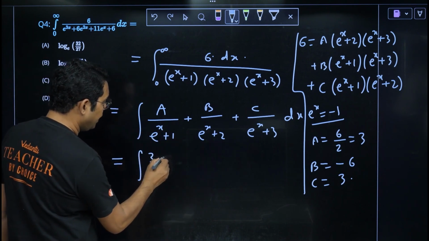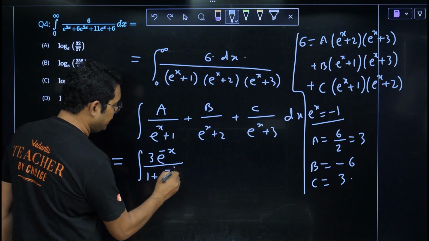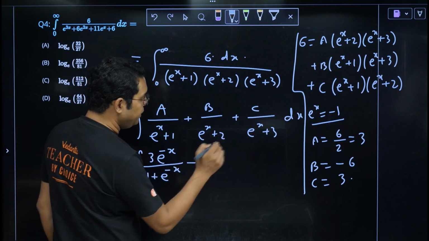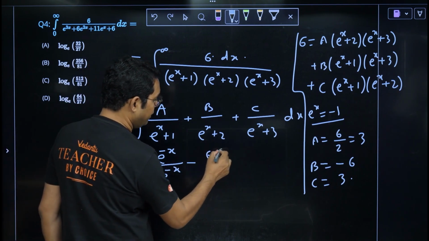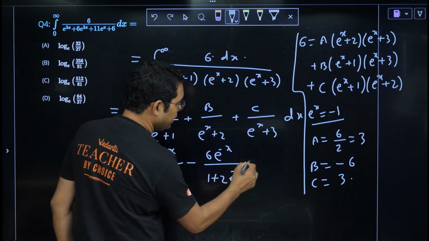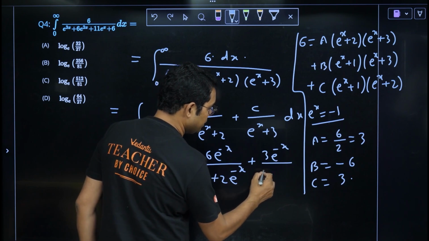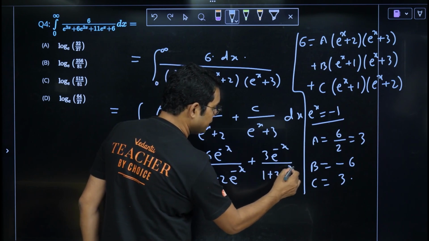A is 3. I will multiply by e power minus x here and e power minus x here. Similarly, b is -6. So here I will again do the same thing. So 1 plus 2 into e power minus x, and here it is 3 e power minus x upon 1 plus 3 into e power minus x dx.